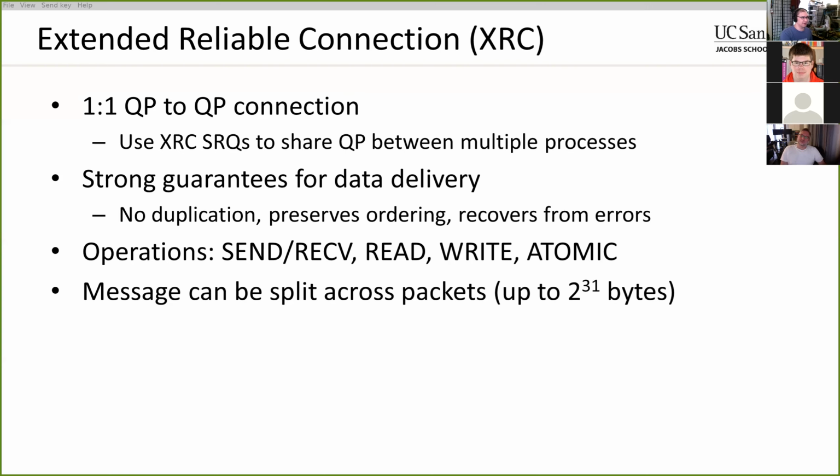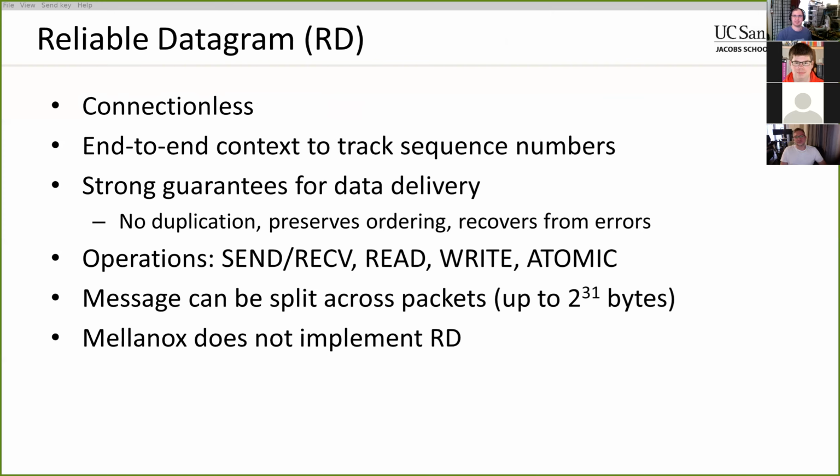All right, and then finally we have RD, reliable datagram. The idea is to provide the same guarantees that RC can provide, but again, without using as many queue pairs. So this is connectionless. Instead, you use these end-to-end context objects to track sequence numbers, and it provides strong guarantees of data delivery. And you can do all the same stuff as RC, but apparently nobody implements it.